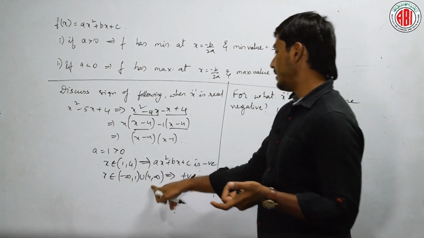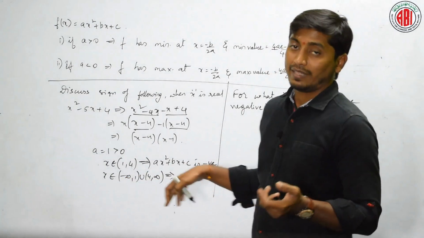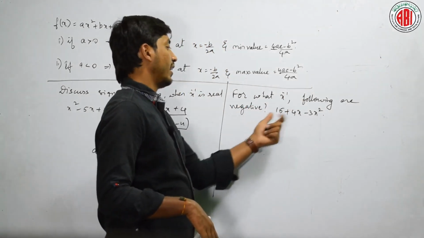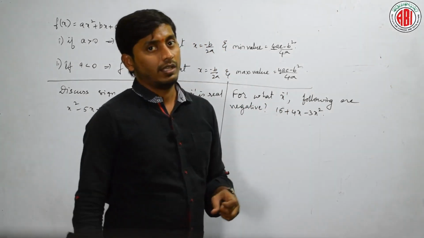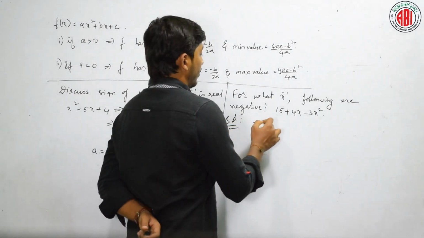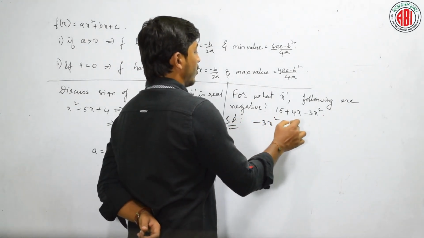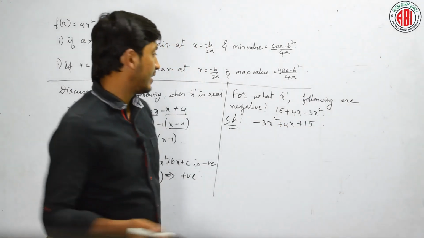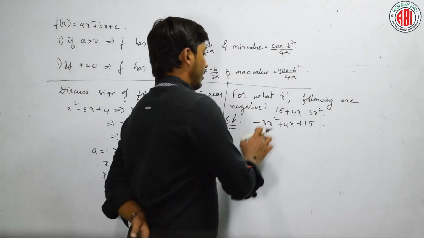Similarly, for this case it should be positive. Did you understand? Fine. Next, see here, for what values of x are the following negative for this equation? Okay, let me write it in the form minus 3x square plus 4x plus 15. For what values of x? Check whether you can solve it.